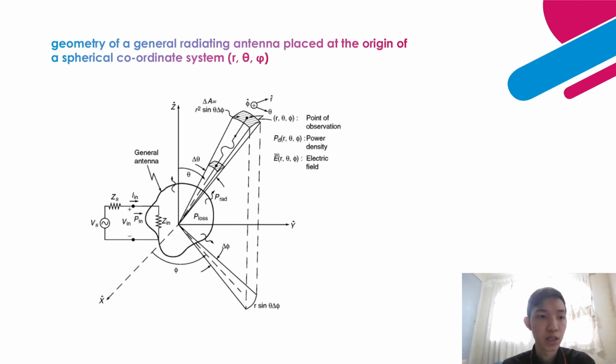Next, this shows the geometry of a general radiating antenna placed at the origin of a spherical coordinate system. The magnetic fields and electric fields of the antenna can be represented in spherical coordinates, so engineers can use this to model various far field antenna parameters.